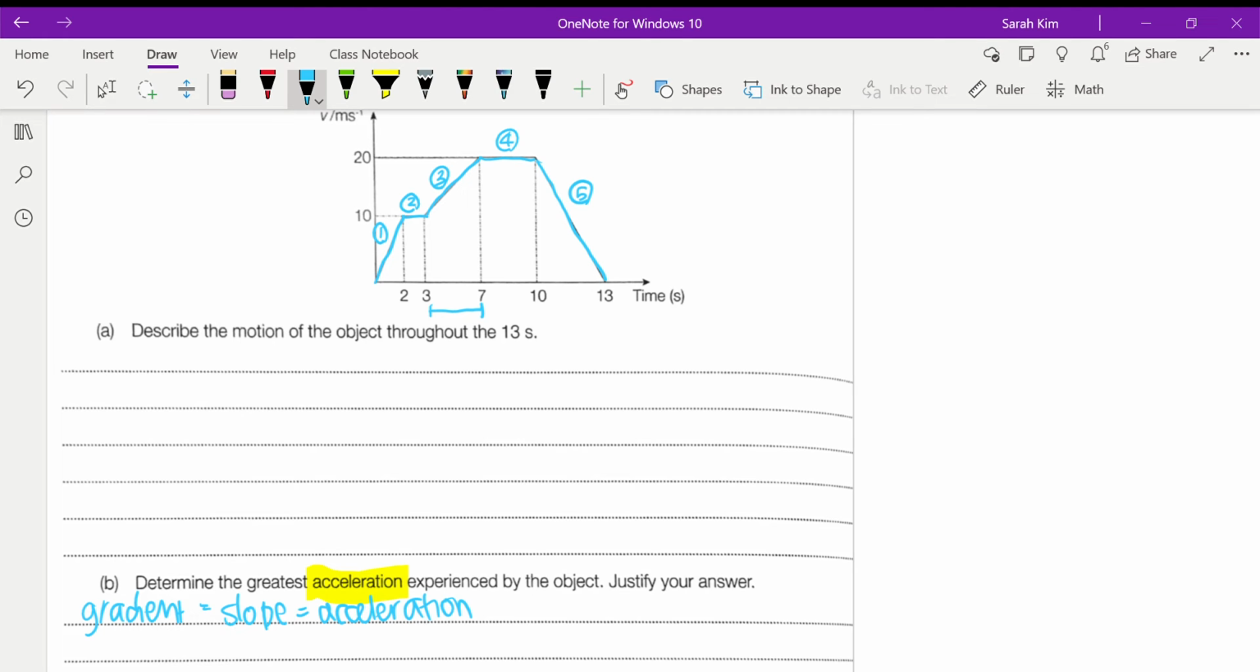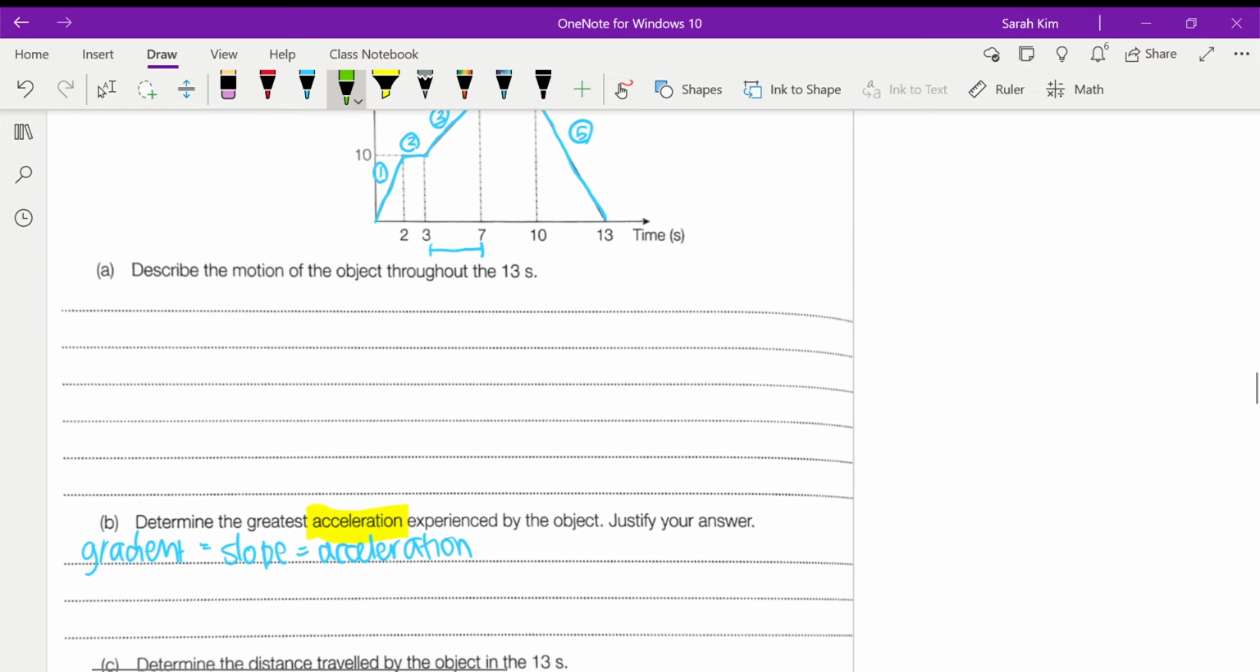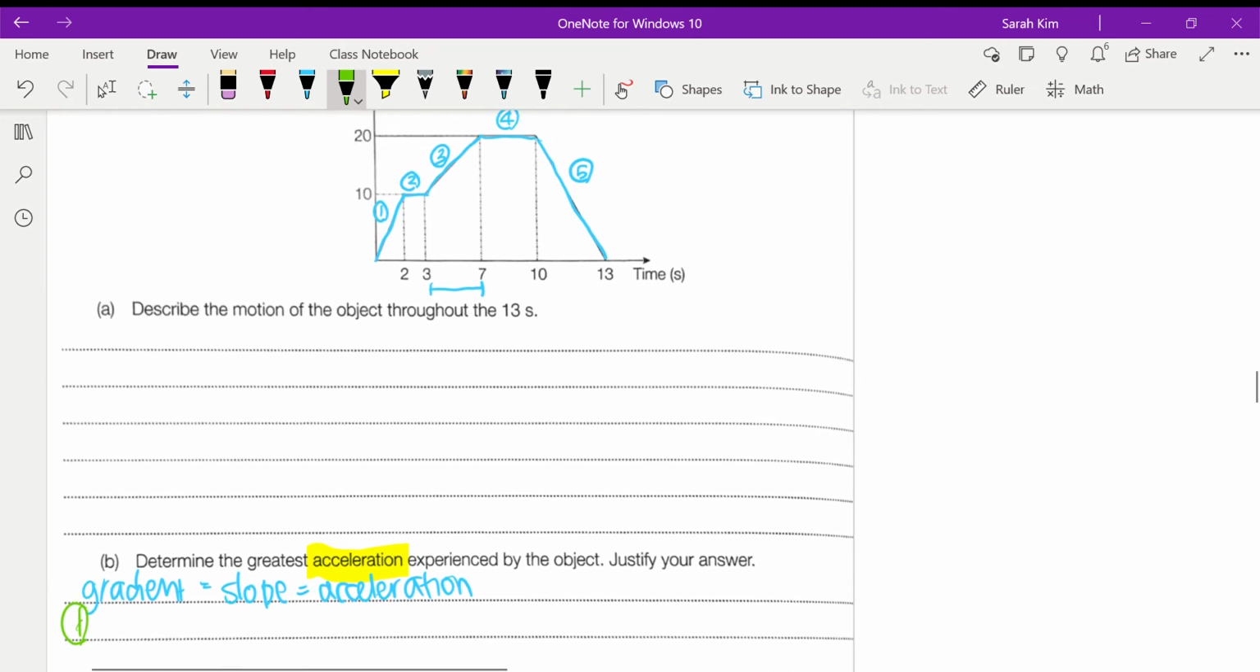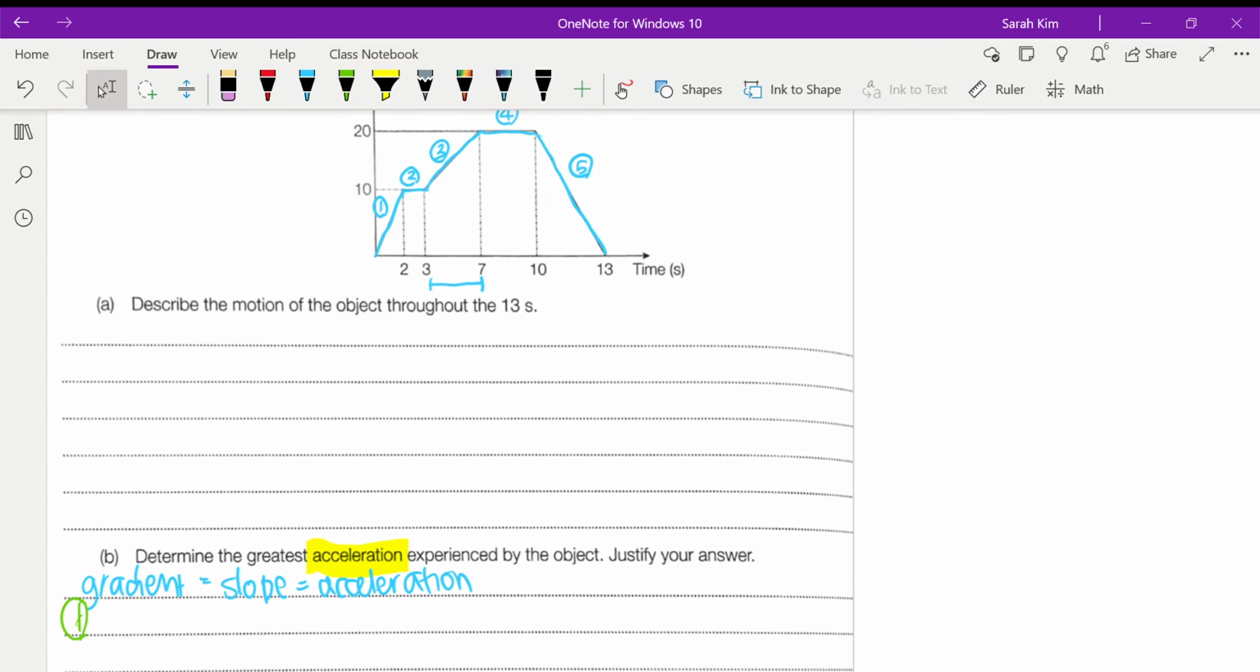Just looking at it, it's obviously either going to be 1, 3, or 5, because 2 and 4 don't have any acceleration, as the velocity just stays constant. So we just have to figure out which one has the steeper slope, and you can do that by using the acceleration equation. I'm just going to write section 1. It doesn't matter how you label it. You can write 0 to 2 seconds, but I labeled it, so I'm happy to use section 1.